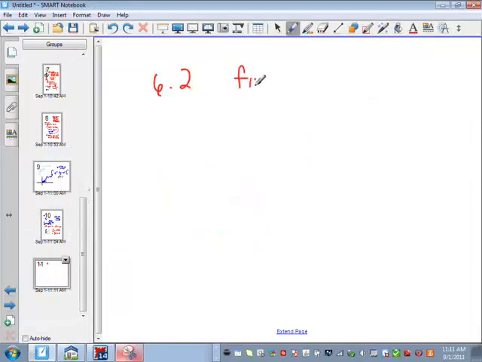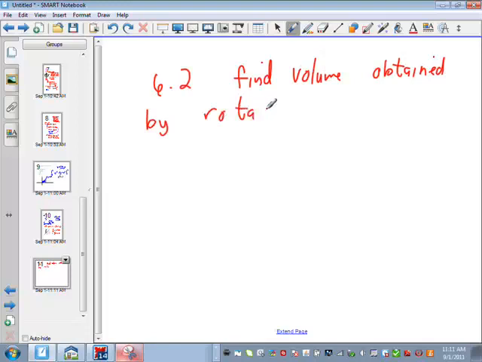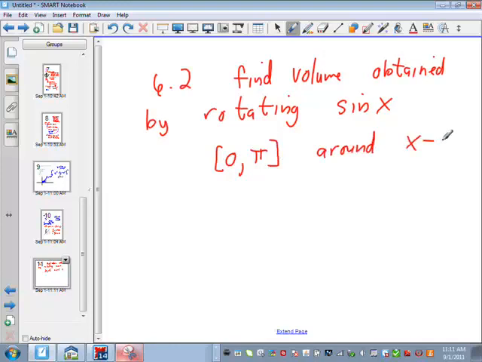Find the volume obtained by rotating sine of x on the interval 0 to pi around the x-axis.